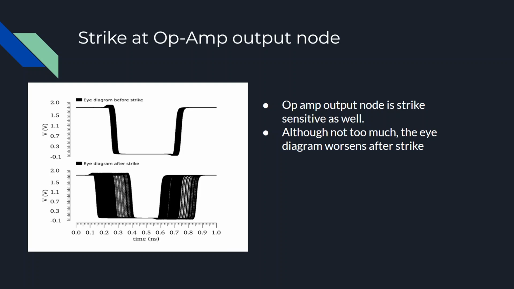Further, as we know, the op-amp output is also a common drain stage of a PMOS and NMOS, and therefore strike is possible at this node as well. So when we checked the effects of a strike at this output, we observed that although not much, there was still some deterioration in the eye diagram at the output, and hence we had to look for strategies to mitigate this issue.